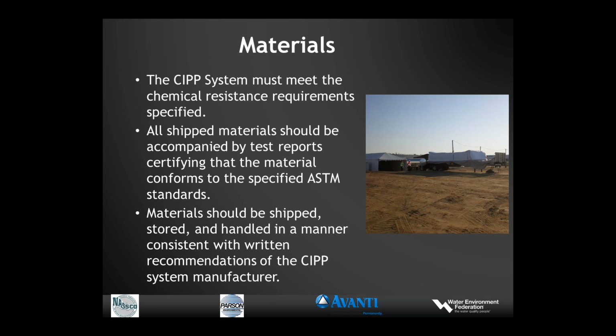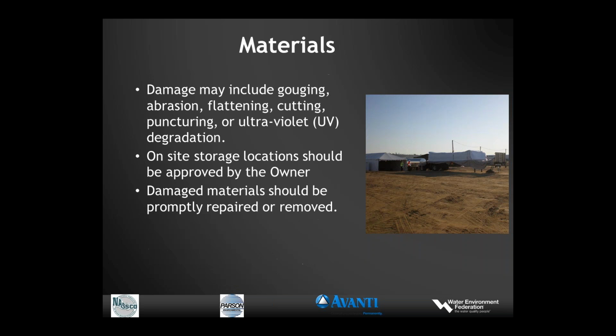That should be specified. It should be chemically resistant to sewage or whatever the material in the pipe flow is. All shipped materials should be accompanied by test reports that are certified that the material conforms to specified ASTM standards. And again, the material should be shipped, stored, and handled in a manner consistent with the CIPP manufacturer systems recommendations. And why is that? Well, we want to prevent damage. If they're shipped, handled, stored properly, damage will be held to a minimum.